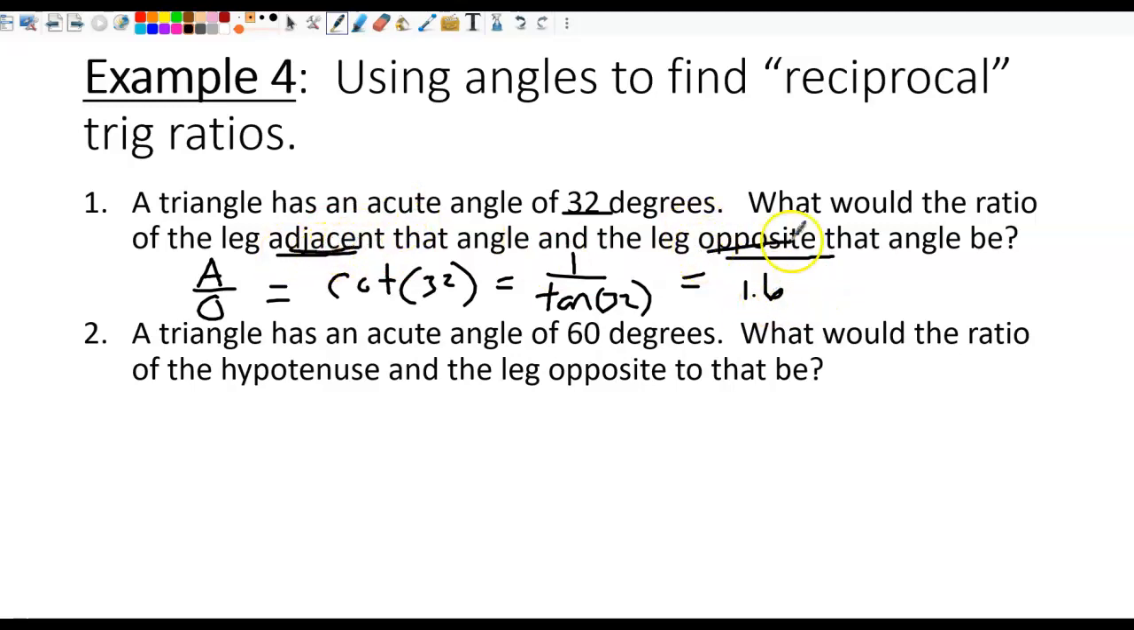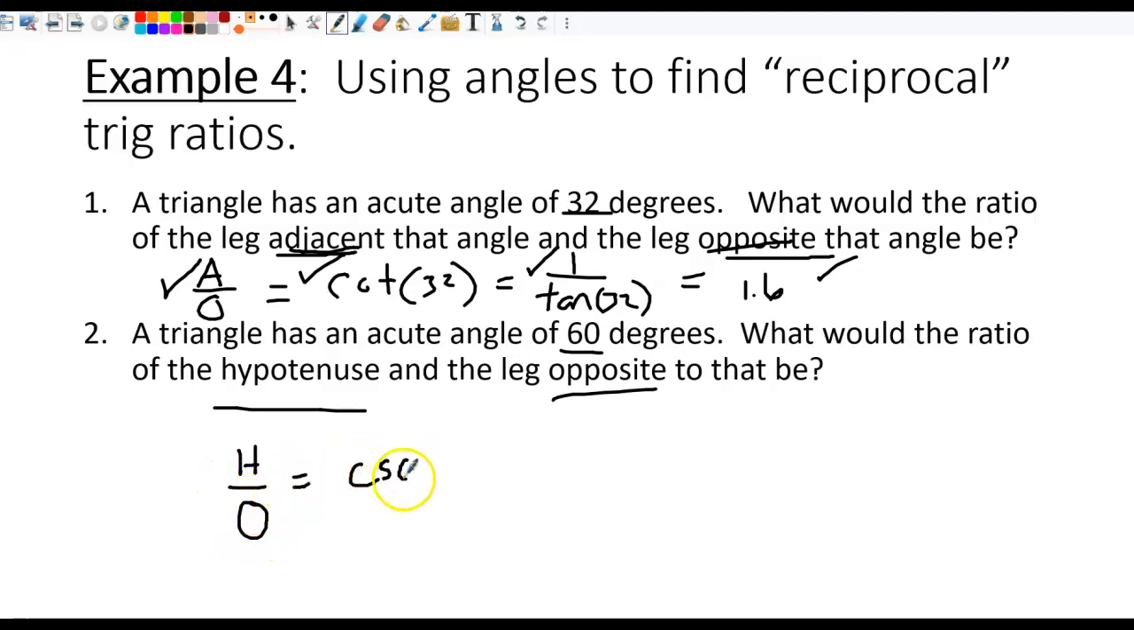So adjacent over opposite is cotangent, but since that's not on my calculator, I have to do 1 over tangent, because that's the reciprocal of cotangent. And I get 1.6. Let's do another one here. A triangle has an acute angle of 60 degrees. We want hypotenuse over opposite. That is cosecant. So I want to figure out what is cosecant of my angle, which is 60.